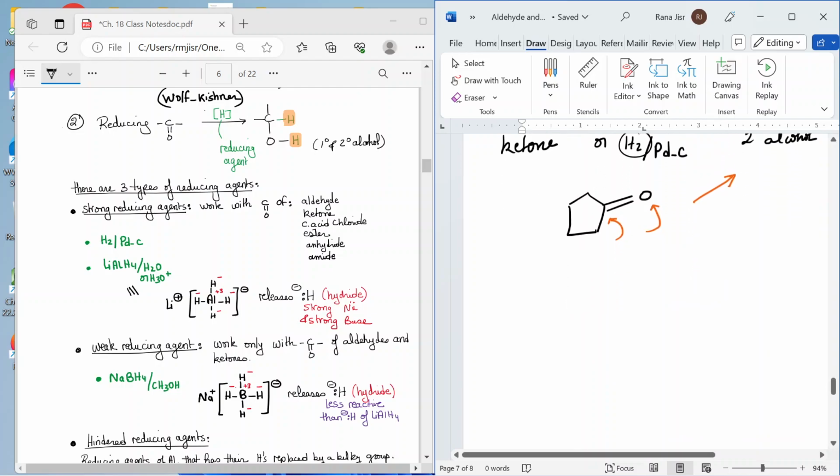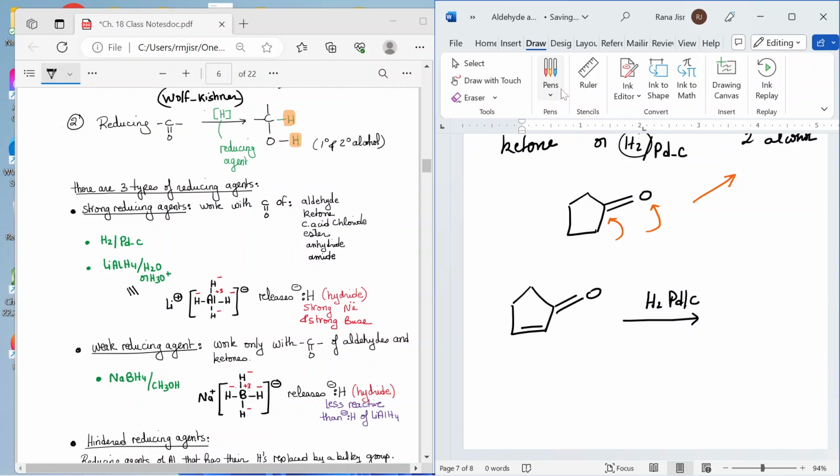Let's have another example. Let's say we are doing a reduction of this compound, which is a conjugated system. We are using hydrogen in the presence of PDC. This is again a reducing agent, but it can work on the carbonyl and it can work on the double bond. Let's say I am using 1 mole of it.